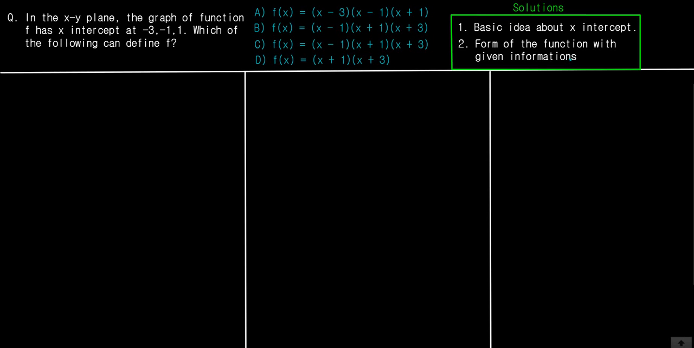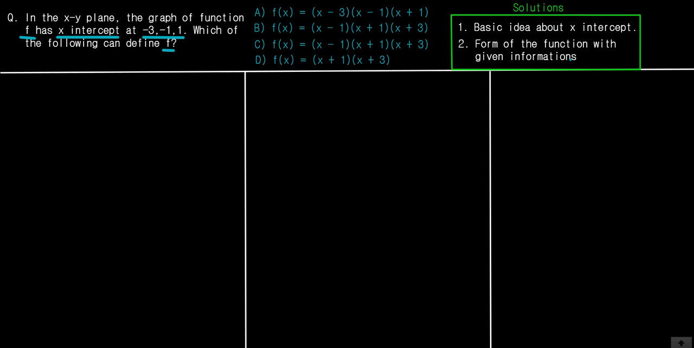So in this video, let's think about the function SAT math problem. The question is: in the xy plane, the graph of the function f, which is our function in this question, has x-intercepts at -3, -1, as well as 1. Which of the following can define our function f?